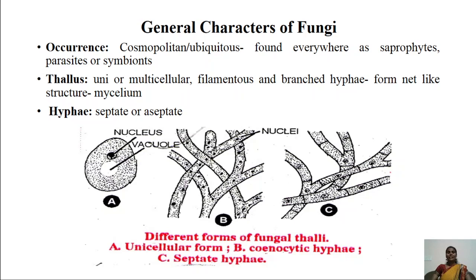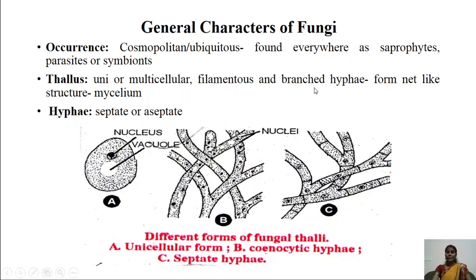Coming to the plant body, that is referred to as thallus. The thallus of fungi is either unicellular or multicellular. Unicellular means the whole plant body is made up of a single cell. Example, yeast or Saccharomyces. Coming to multicellular organisms, the thallus is made up of many cells. In that case, thin thread-like filamentous structures are present. Those are referred to as hyphae. These hyphae interwoven together to form a net-like structure called mycelium.